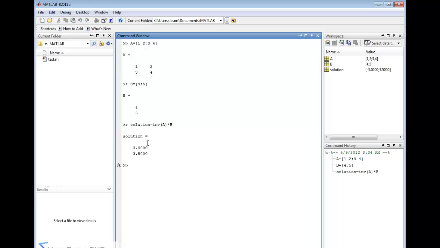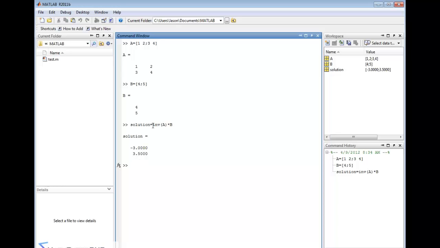And the solution is a column matrix, -3 and positive 3.5. So it goes in the same order as your variables. Here you had x and y, so your answer is x and y. So the answer is x is equal to -3, y is equal to positive 3.5.